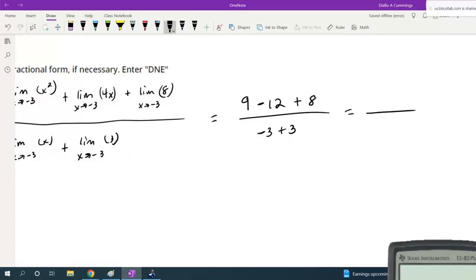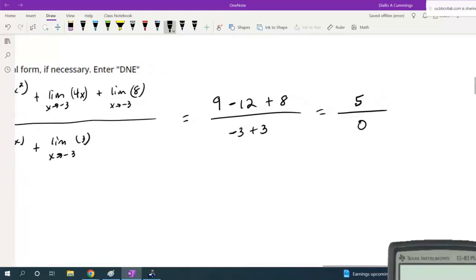So here we have 9 minus 12 plus 8. So that's going to give us 5, right? Because that's 17 minus 12, which is 5. -3 plus 3 is 0. Now, I don't have 0 over 0. If I had 0 over 0, I would have indeterminate form, and I would look for another way to find the limit. But since I don't have that form, the limit here does not exist. Right? So in this case, the limit does not exist.